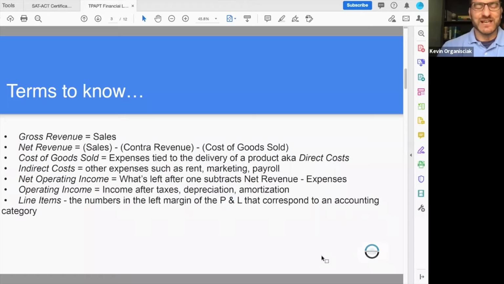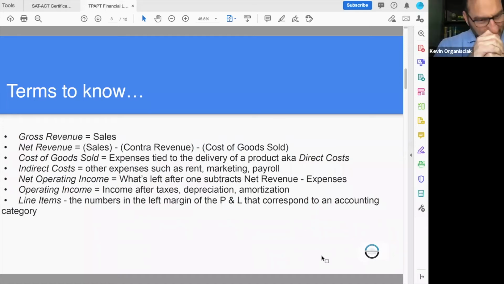Those sorts of things. And then net operating income is basically what you get when you subtract all the different expense types from the revenue type. The reason that this is net is because you still need to reduce that income by taxes, amortization, and depreciation expenses. Once you reduce it by those things, then you have operating income, and that's what you get to take home.